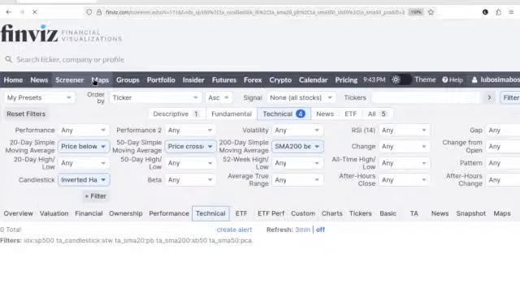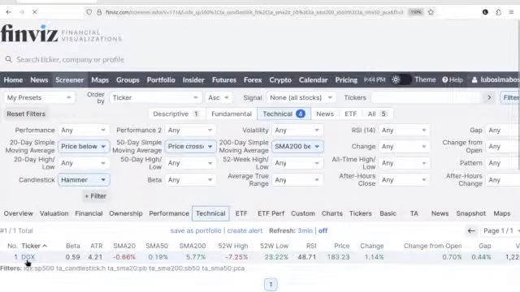So we're just cycling through different candlestick patterns. Let's try the hammer. We're just cycling through all the different candlesticks. Okay, so we have found something. It's called DGX.